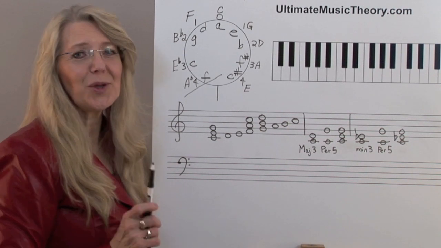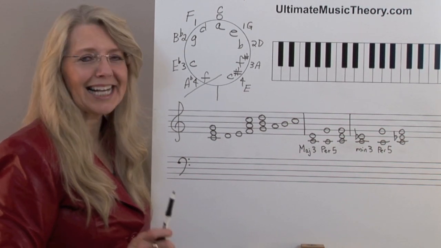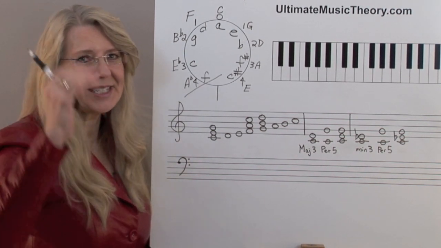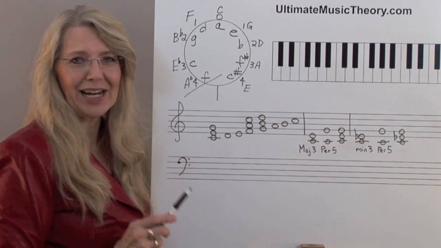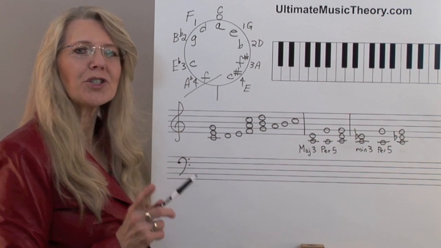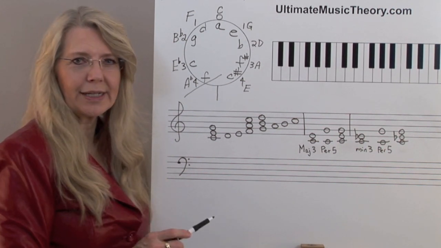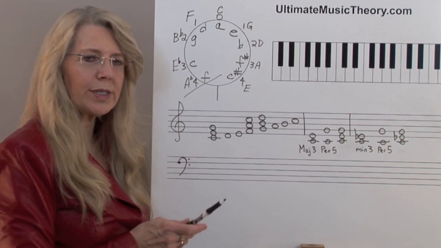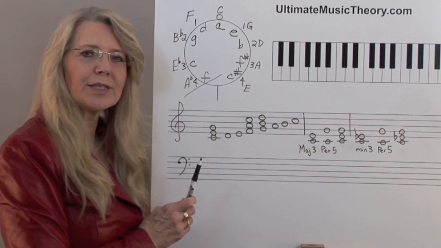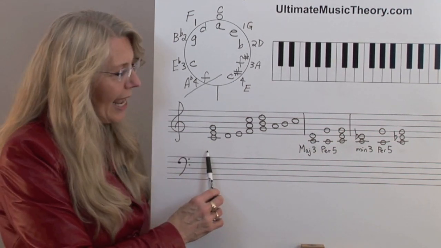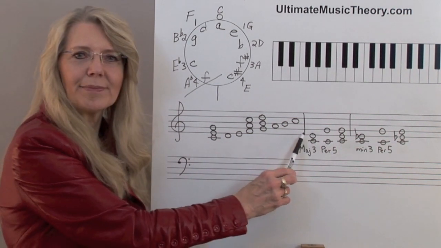Plus, I'll show you the UMT tip that I call the Accidental Triad Salute to help you remember where to place accidentals when writing triads. Now, a triad is a three-note chord consisting of the root, the lowest note, a third above, and a fifth above the root. A triad can be built on any degree of the scale.